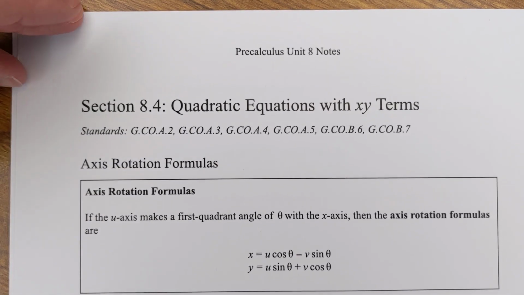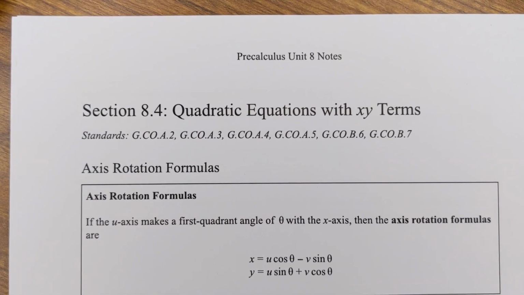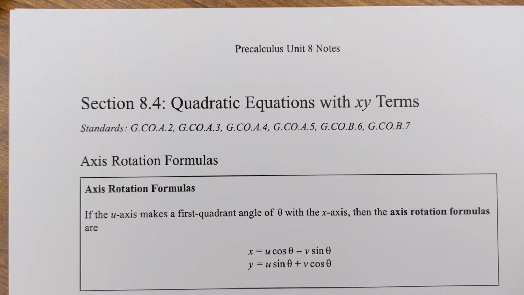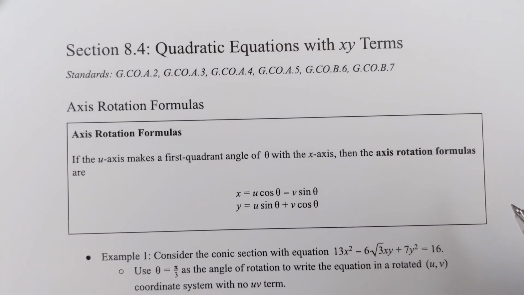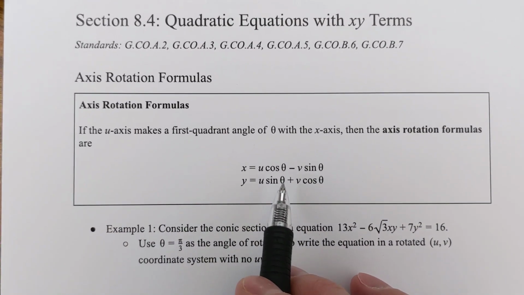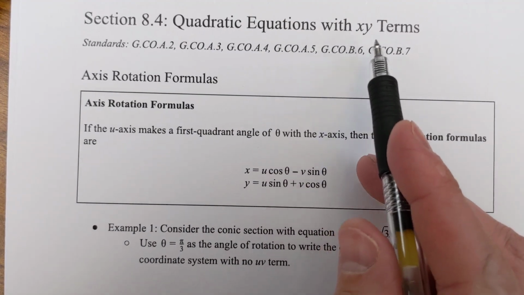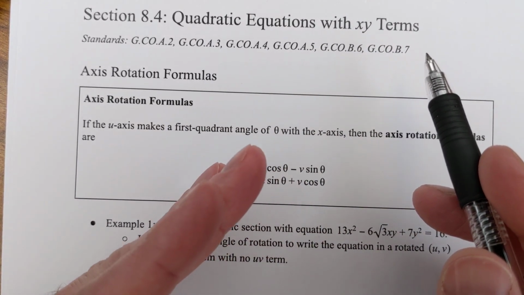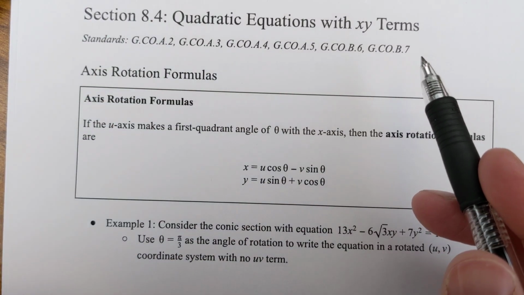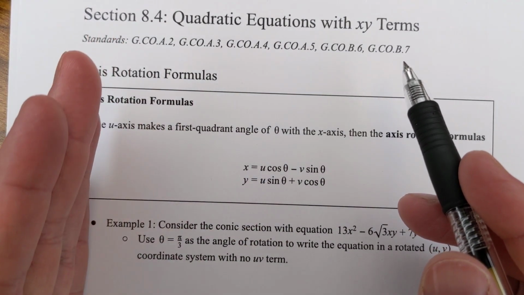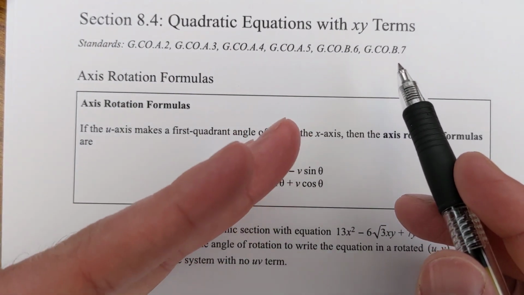All right, so here we've got quadratic equations that have xy terms, which are referred to as a cross product. So essentially what we're going to be doing is rotating our axes. So these are our axis rotations. Because if you have an xy term, it means the graph's going to be tilted. It's not going to lie perfectly horizontal on the x-axis or perfectly vertical on the y. It's going to be sitting at some angle.